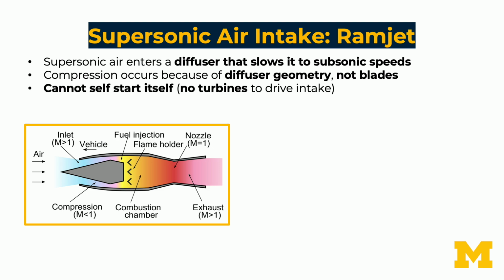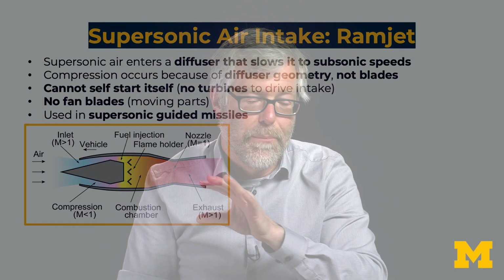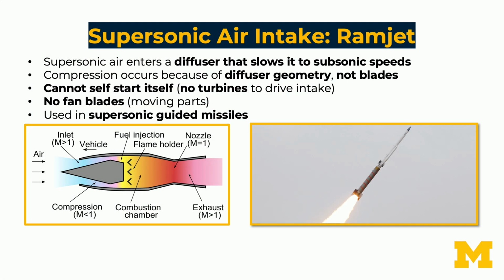You can't start this thing because you have to have air moving. This thing actually won't operate from a dead stop because you have to have air moving in. So basically you have to be moving at supersonic speeds in order to actually even use this. And so they're used in supersonic guided missiles. So if you're on a military jet and you're wanting to shoot a supersonic missile, you may have a ramjet on your supersonic guided missile.